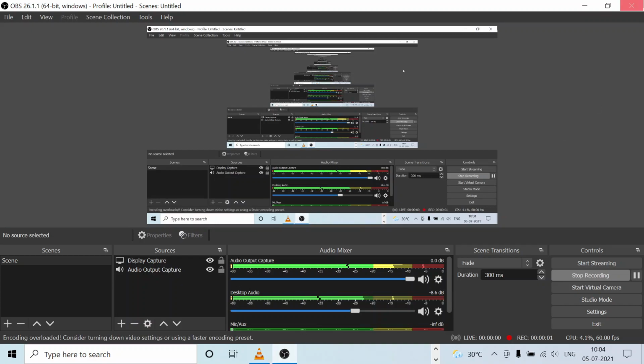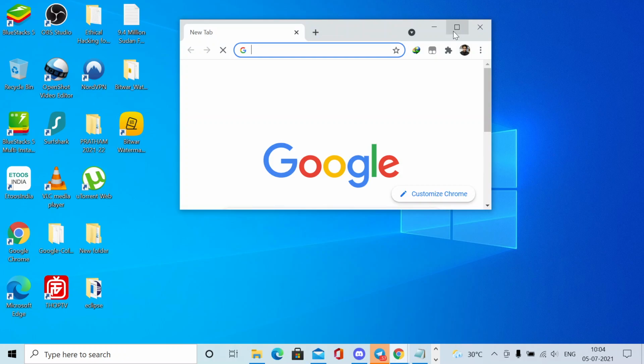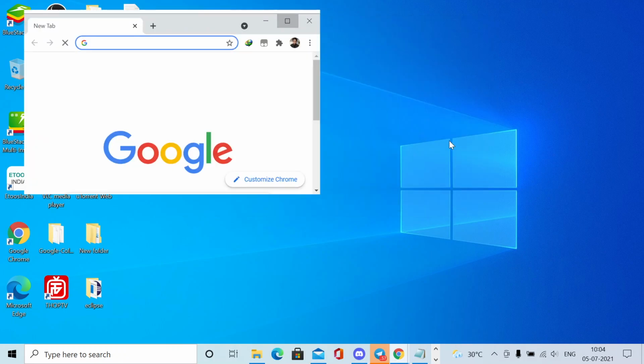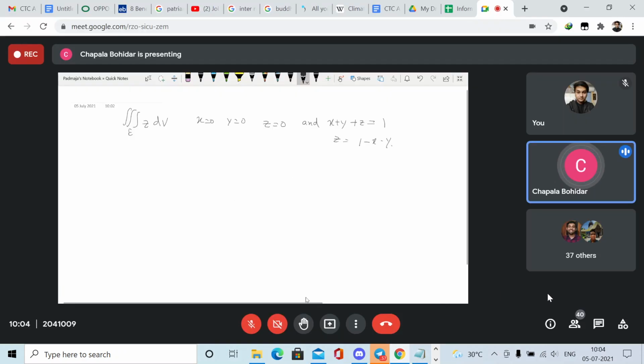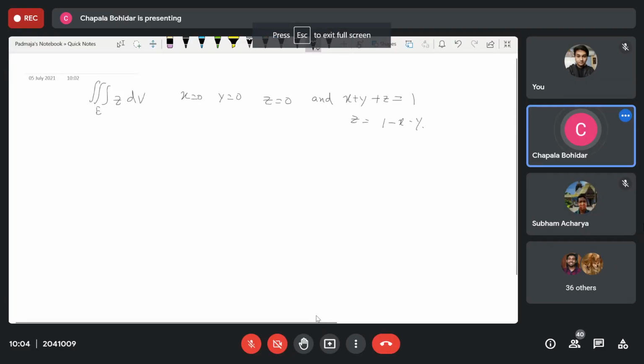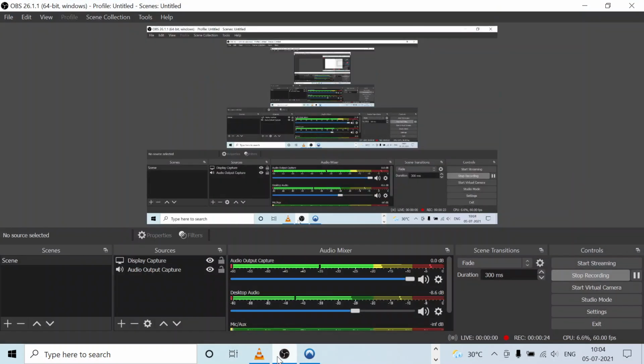z is equal to 0 and x plus y plus z is equal to 1. So here it is z is equal to 1 minus x minus y. Okay. So it is given as x is equal to 0, y is equal to 0, z is equal to 0 to z is equal to 1 minus x minus y.